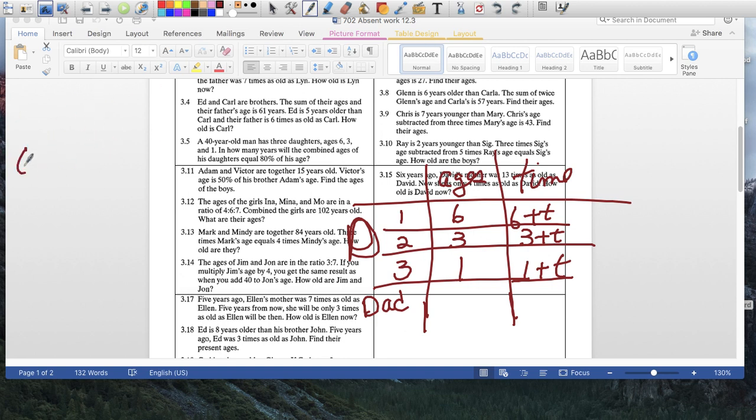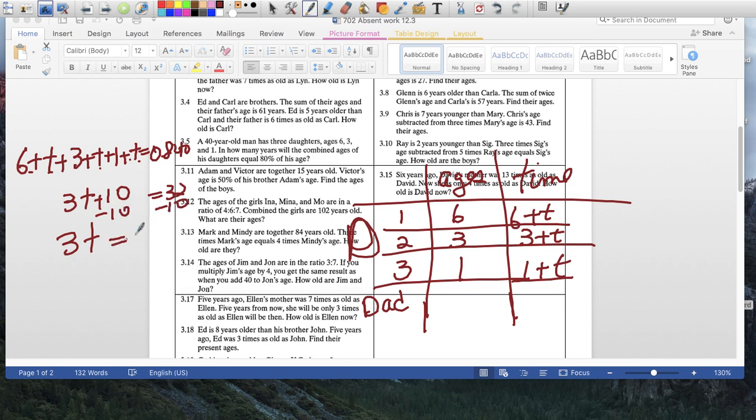So let's do this. 6 plus t plus 3 plus t plus 1 plus t is going to be 80%, 0.8 of 40, right? Which is going to be 32. T plus t plus t is 3t. 6 plus 3 plus 1 is 10. 3t plus 10. And we got the same thing we had last time. So it's minus 10, and 3t equals 22. T equals 22 divided by 3, which is 7 1/3.